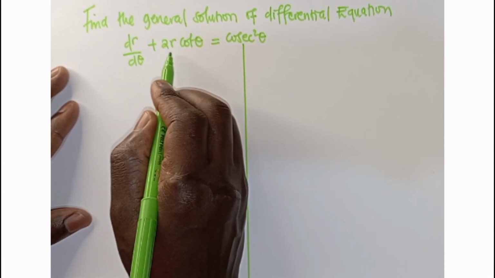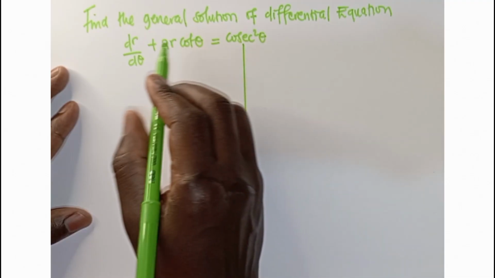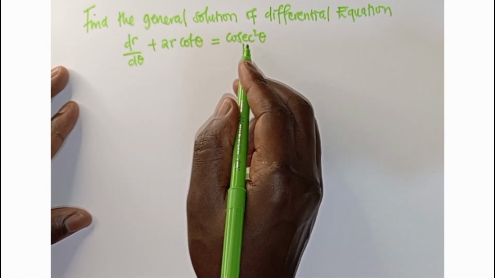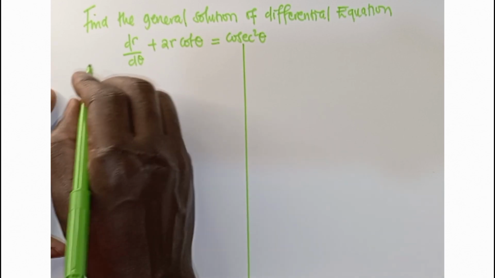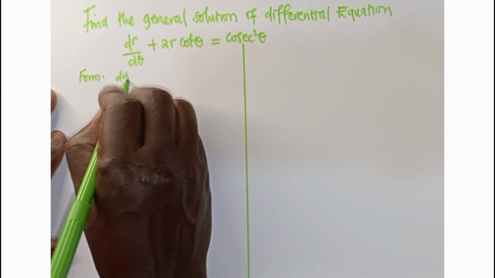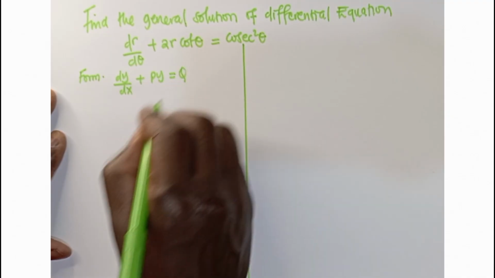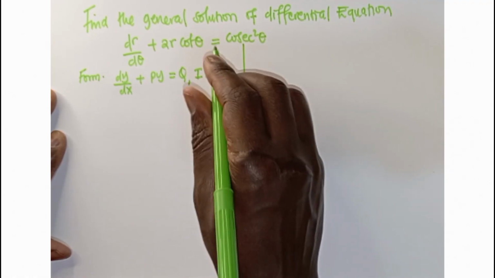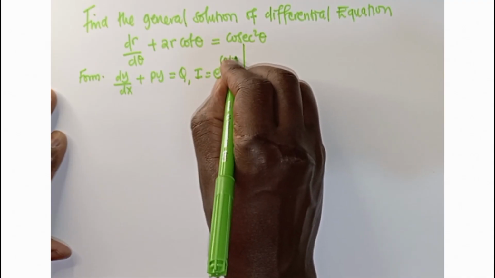We see clearly that this differential equation obeys the linear differential equation form. So it obeys it clearly. So what do we do? We take it there. The form we are talking about is dy/dx plus P(y) equal to Q, whereby we have to get an integrating factor as exponential to the power of the integral of P dx.